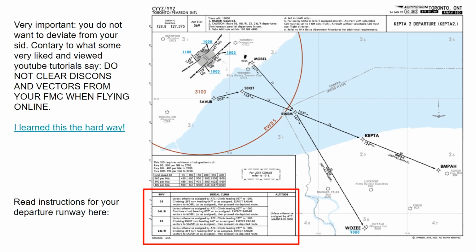And for this specific SID, it wants you to stay on that heading. Do not deviate from that heading. And usually you'd use your autopilot for this until departure tells you to, right? Because what this says is right turn heading 245 or as assigned and expect radar vectors to Saver.